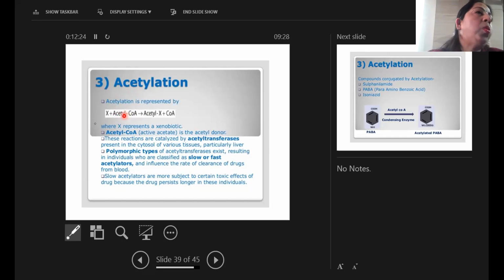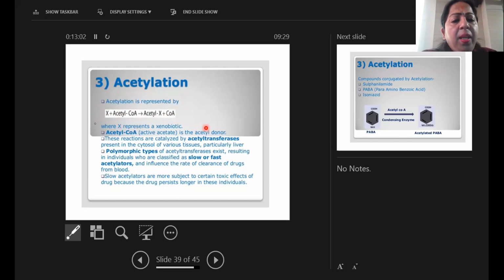Acetyl coenzyme A is also the starting material for fatty acid synthesis, for cholesterol, for ketone bodies, and is utilized for various metabolic reactions. So you can see here it is acting as a donor of the acetyl group. So this is a xenobiotic. In the course of conversion, it becomes acetyl X, the xenobiotic now conjugated with an acetyl group, and coenzyme A is released. Here X represents a xenobiotic.